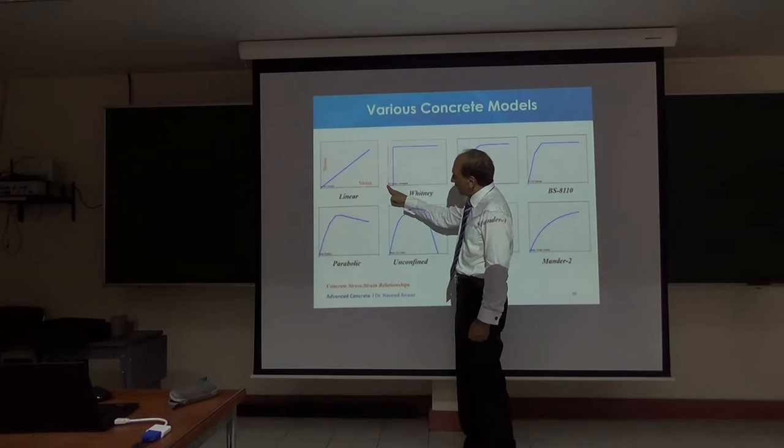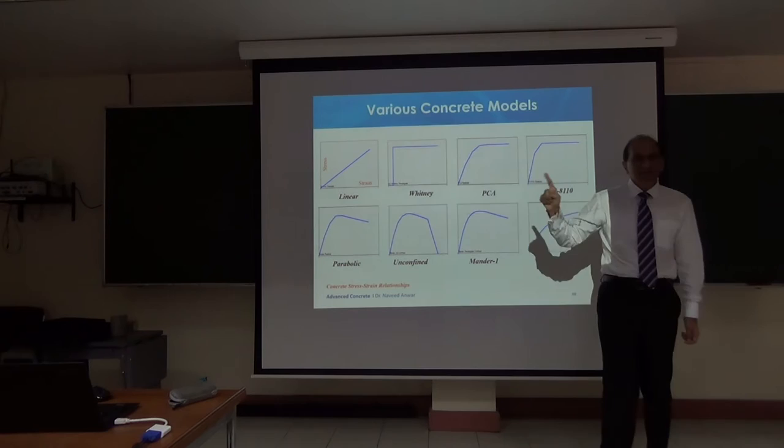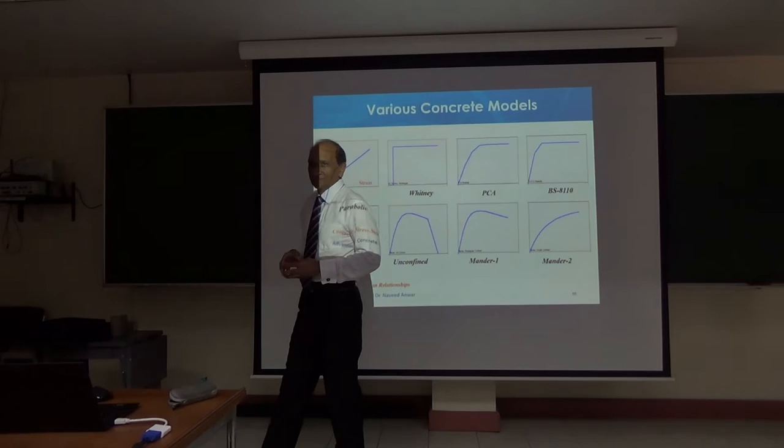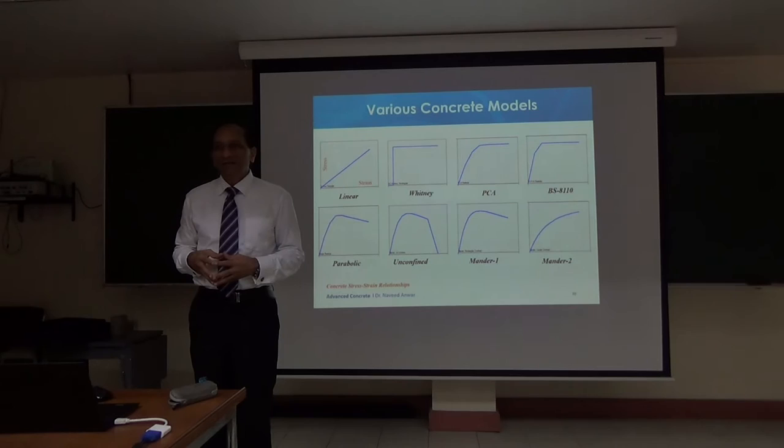So it starts, it doesn't go like this. It has an offset here, and goes straight like this, goes straight like that. Obviously, concrete is not going to do this. So why is ACI giving us this curve which is not even close to true? Because it's easy to calculate the stress diagram. Rectangle, right? And hand calculation. That's the only reason. Otherwise, it has no logic.